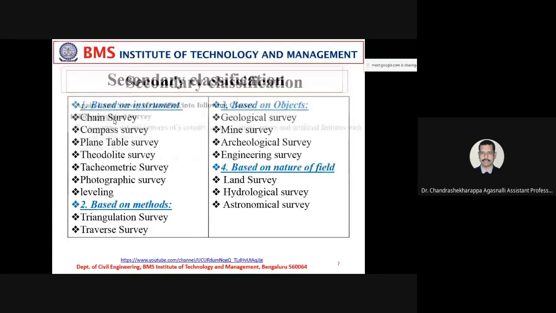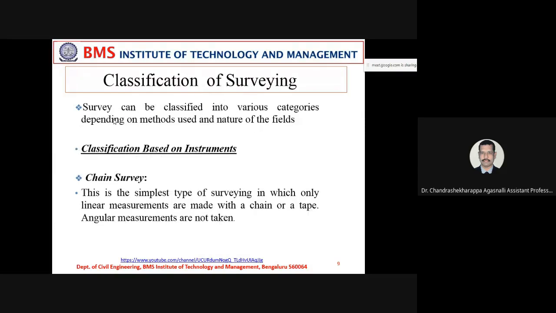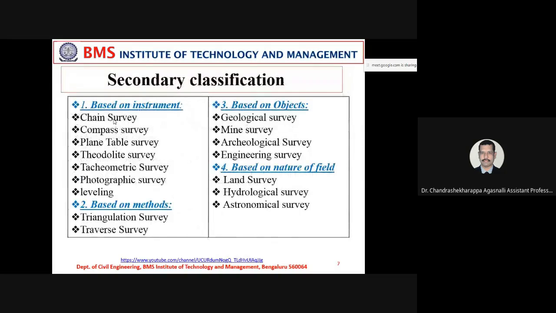Then based on the nature of field: topographical survey, cadastral survey, and city survey. Here in the secondary classification, based on the instruments we have classified: chain survey, compass survey, plane table survey, theodolite survey, tachymetric survey, photographic survey, and leveling. So based on the existing instruments, we classify the survey.